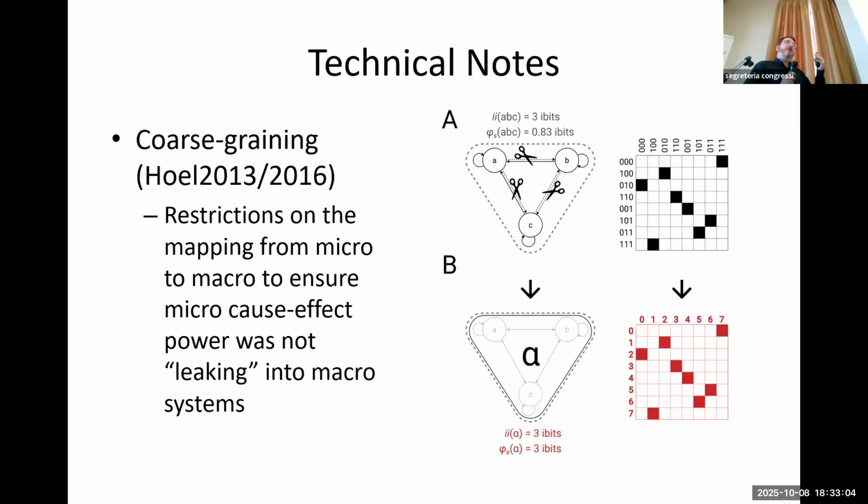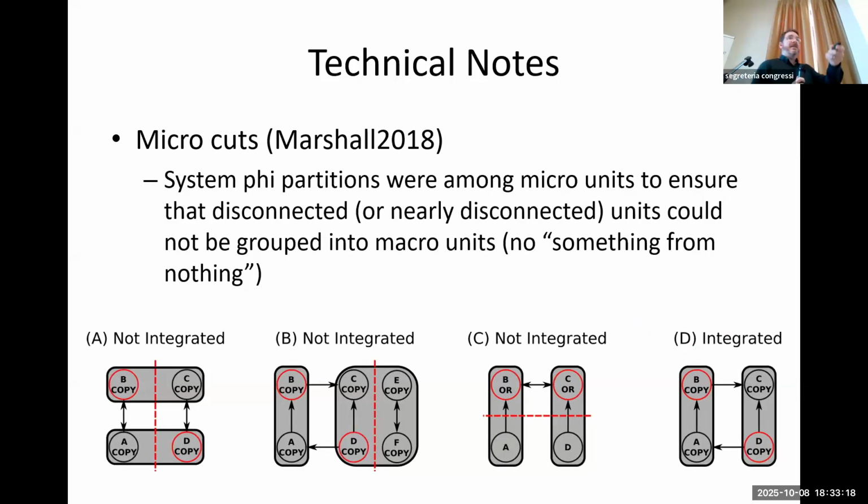And so all microstates that had the same number of on units had to go to the same macro state. That was a restriction in these papers. This is just a new figure illustrating that. And then in the black boxing paper, we had this other technical note to say, well, when we cut between the macro units, we needed to cut between the micro units, called the micro cuts.